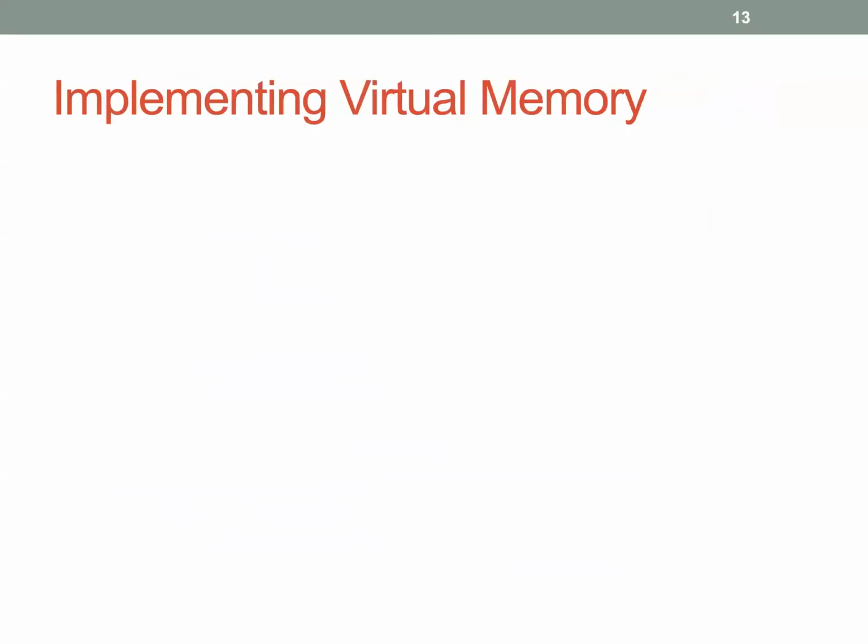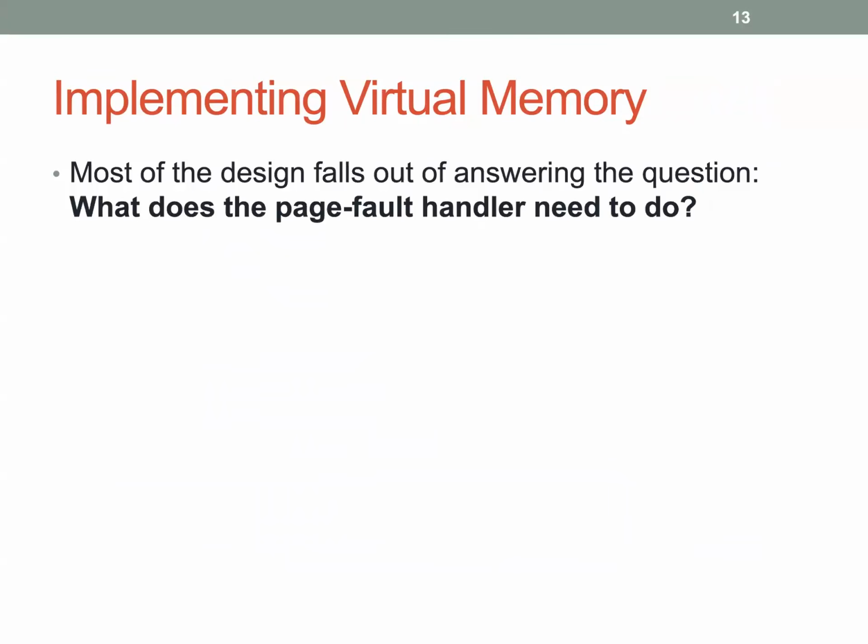Okay, implementing virtual memory. There's a few key questions to ask yourself when you're trying to figure out what the hell am I supposed to be doing? So if you ever find yourself asking that, think about the part of the system you're trying to implement and what it has to be able to do. And then usually as you take those questions and answer them, the design falls out of it. So as I say here on the slide, most of the design falls out of answering the question, what does the page fault handler need to do?